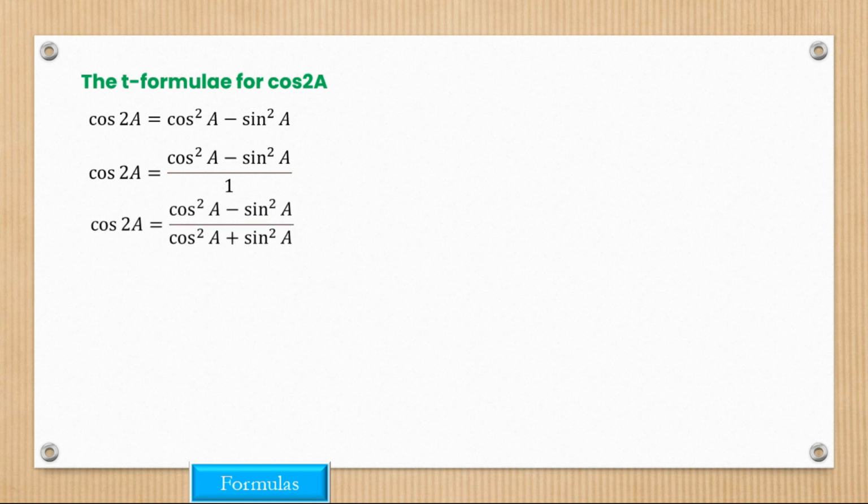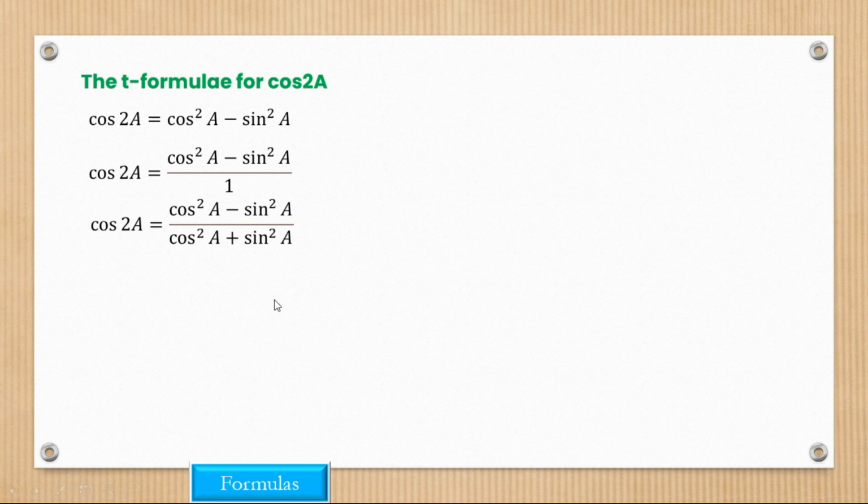Alright, how about for the cos 2a? We remember cos 2a is cos squared a minus sine squared a. The first thing we're going to do is imagine we have cos squared a minus sine squared a divided by 1. This is how this one is done. And remember what 1 represents. 1 represents cos squared a plus sine squared a. Then we have something like that.